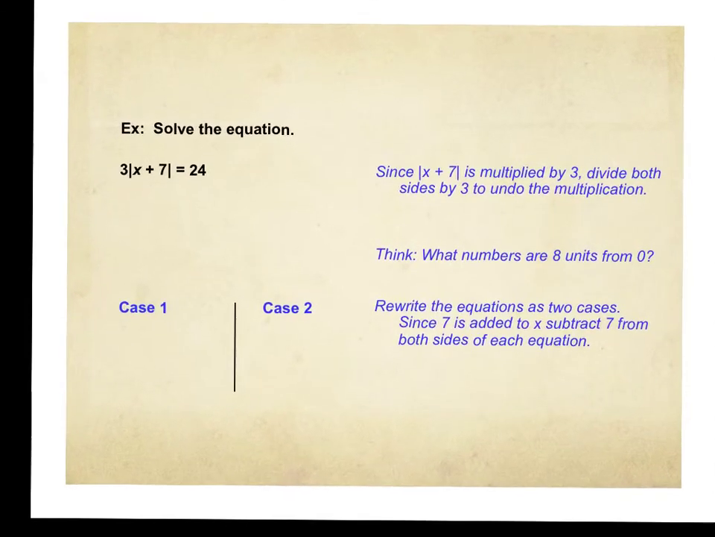Here's our next example. This one's a little bit more complicated. We're going to have to solve the equation. Here we have 3 absolute value x plus 7 equals 24. Make sure that you copy down the steps to the right-hand side. They're important steps to have. But we're going to go ahead and solve this.